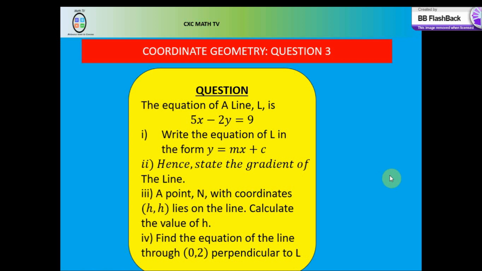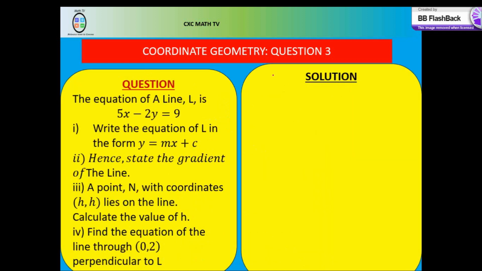video, attempt it. So in doing this question now, in part 1, the first thing is to find the equation of this line and to write it in standard form.